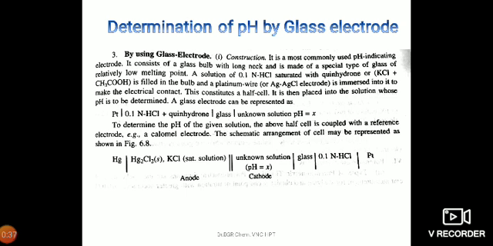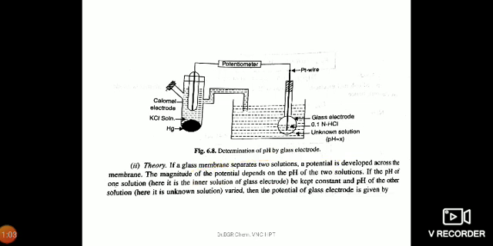The schematic arrangement of the cell may be represented as mercury, that is Hg | Hg2Cl2 solid, KCl saturated solution. This is the calomel electrode. Then a salt bridge, the unknown solution of which pH is to be determined, | glass | 0.1N HCl | Pt. That cathode is our glass electrode. Here it has been diagrammatically represented how we are going to construct a glass electrode for the determination of pH.